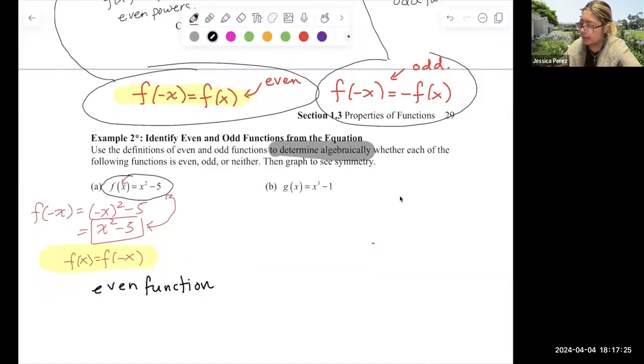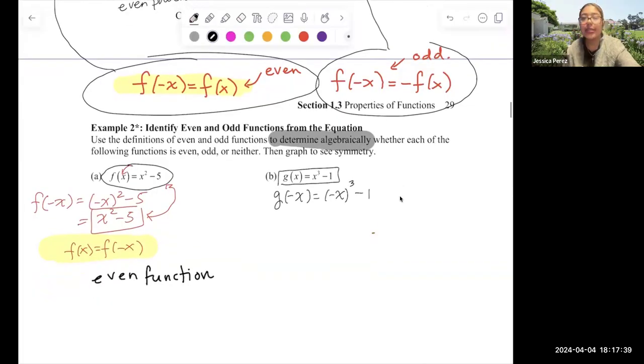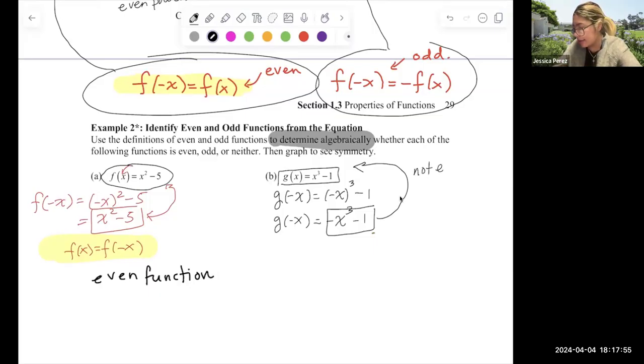So how do I test if this is even or odd? Well, do the same thing. Now let g of negative x, and that's going to be negative x cubed minus 1. And we're going to test if this is even. So this is g of negative x. What is negative x to the third? That's a negative x cubed minus 1. Well, this is not the same as that. So this is not even because they're not the same answer.